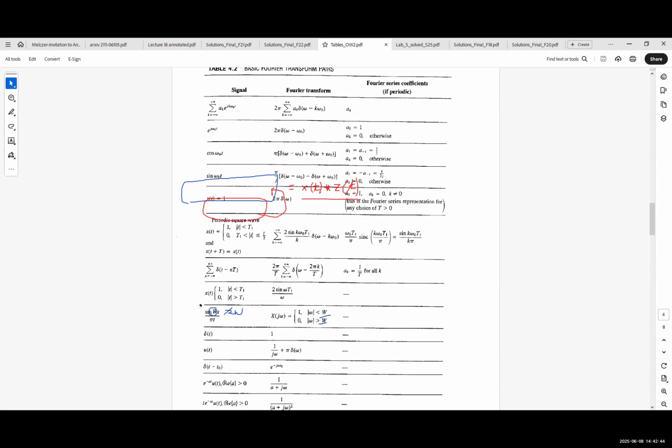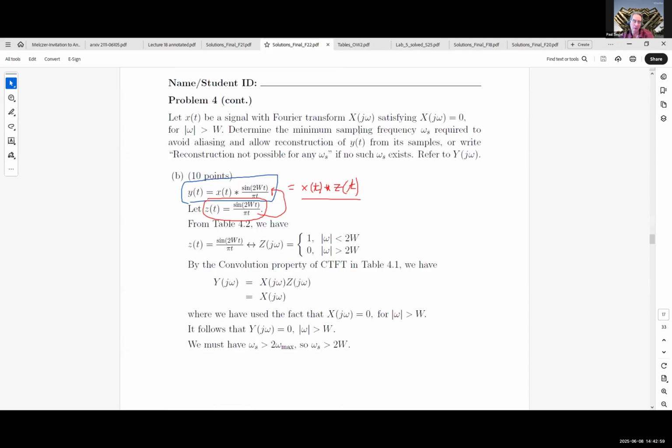So x of jw also ranges from negative W to W. Right, in that problem, that's right. It ranged from minus W to W. And so if I multiplied that by z of jw in the scenario where z of jw also ranges from negative W to W, wouldn't that also get you y of jw? Yep, it would. Okay, so I guess it would give you the same output. The answer is yes, it would give you the same output.